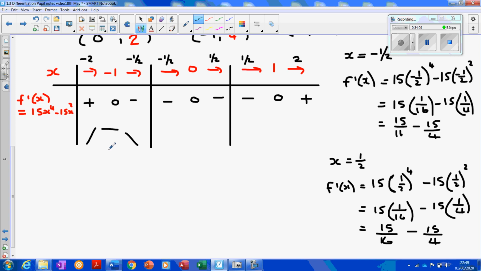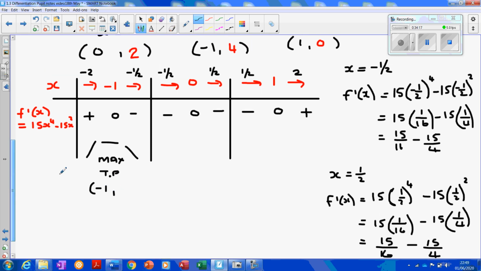Right, so uphill, across, and downhill. So I've got a maximum turning point, and that maximum turning point is at the point -1, and I think the y coordinate was 4, yep. And that's going uphill. No, it's not going uphill, it's going downhill, it's negative. Right, so that one is going downhill, it's going across, and it's going downhill.